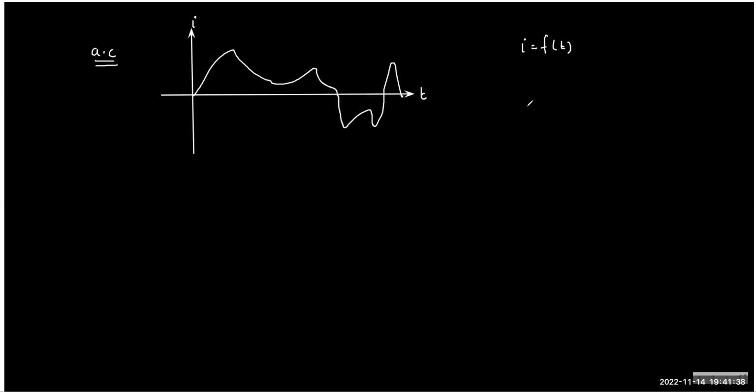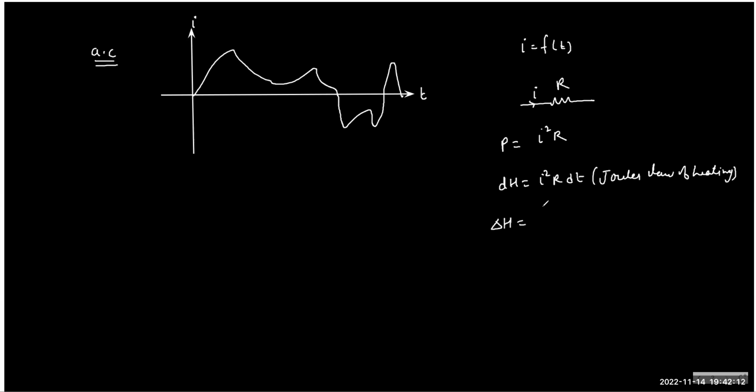And if we have a resistor R, and this I is moving through this R, the power through the resistor at any instant will be I square R. And therefore the amount of heat dissipated in the time dt will be I square R dt, Joule's law of heating. And therefore the total heat dissipation in the interval will be the integration of this function from 0 to time t.